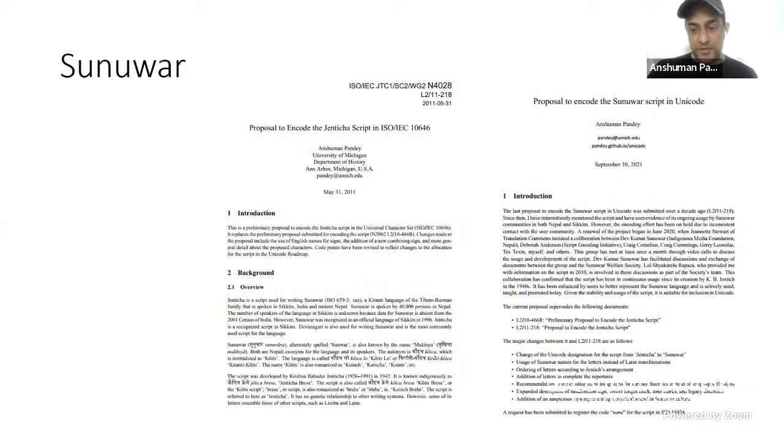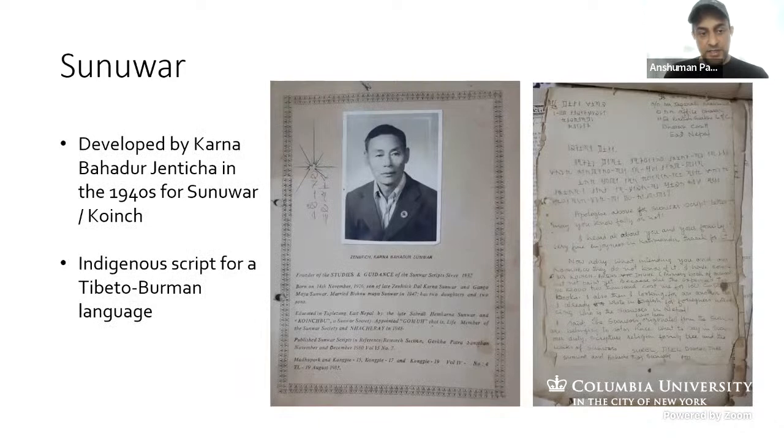So the case study that I want to present here is the Sunuwar script, which, as I mentioned, was recently approved for encoding in Unicode, but that journey was one that took a decade. Back in 2011, when I was doing a lot of research on neographies in South Asia, I'd come across what I call the Gentia Script, invented by Karna Bahadur Gentish in the 1940s for writing Sunuwar or Koints, which is a Tibeto-Burman language that is spoken in eastern Nepal and parts of Sikkim.